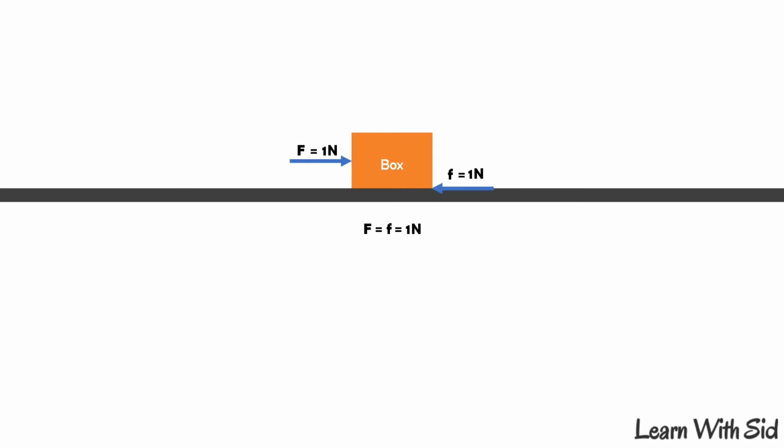Now we increase the force on the box from 1 Newton to 2 Newton. At this time also the box is at a static position, that is, it cannot move because the frictional force generated is also 2 Newton. So we can write capital F is equal to small f, that is equal to 2 Newton. The third time we apply the force, and this time also an equal amount of force is generated, that is capital F is equal to small f, that is equal to 3 Newton.